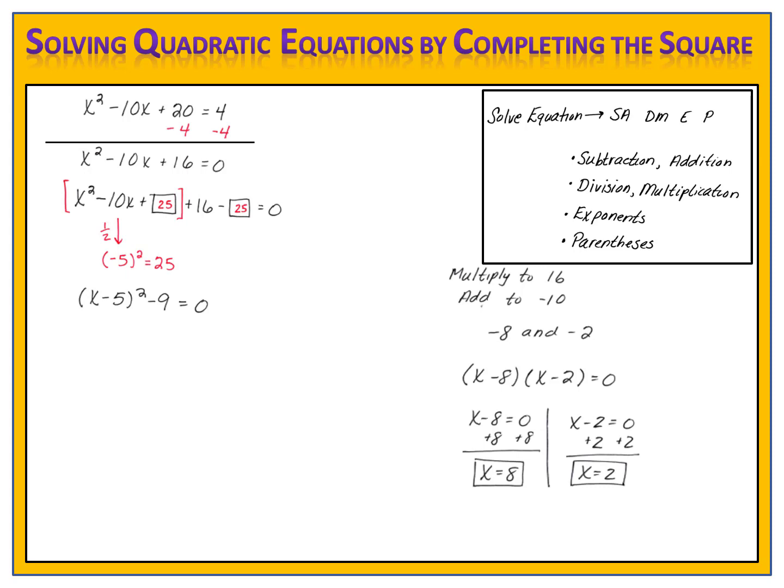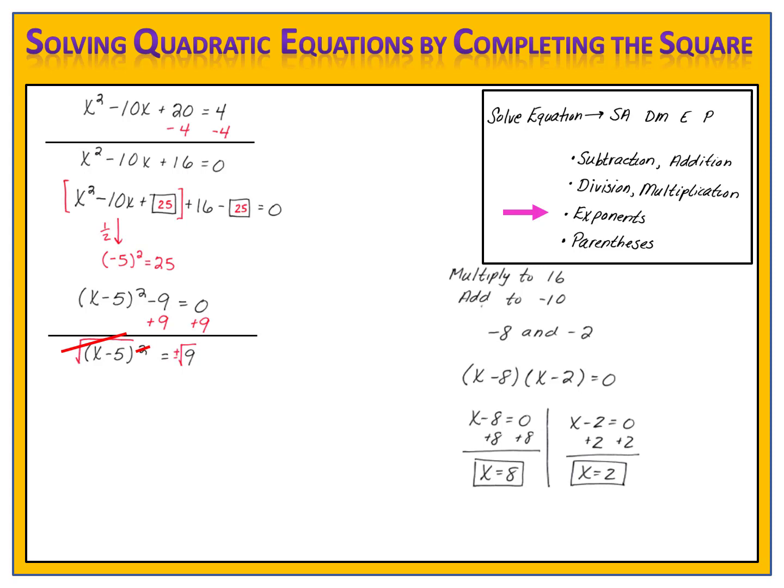And I'm ready to use my inverse operations, SADMAP, in order to solve the equation. First I deal with subtraction and addition, so I add 9 to both sides of the equation. (x minus 5) squared equals 9. Next I look for division and multiplication. I don't have any, so I move on to the next step of exponents. I have the second power, and the inverse of squaring is taking the square root. On the left-hand side, the square and the square root cancel out.